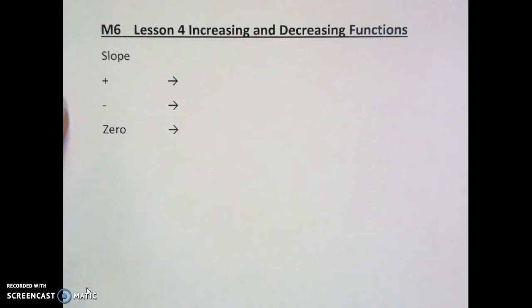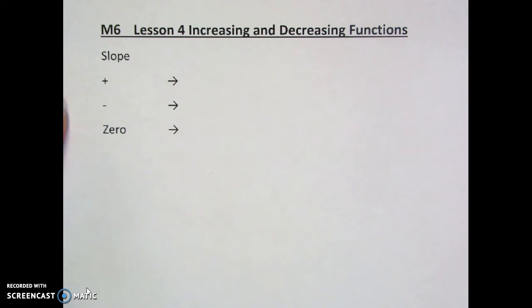In Module 6, you're going to try to do some matching of some functions. They'll give you a story and they'll give you a graph and you'll try to match. They'll also give you a graph that has different parts where it's going at a positive slope, a negative slope, a zero slope, and they'll ask you to identify what might be happening in those parts.